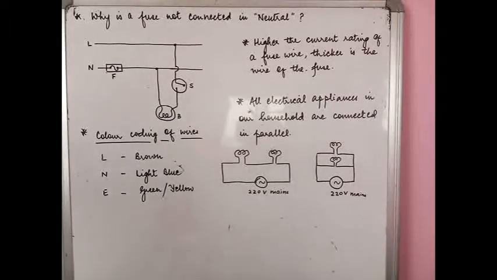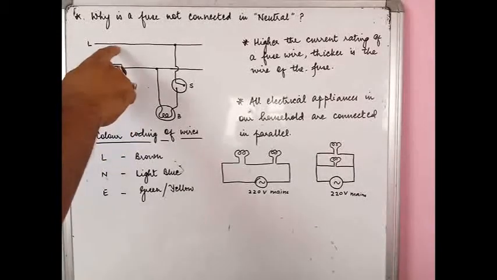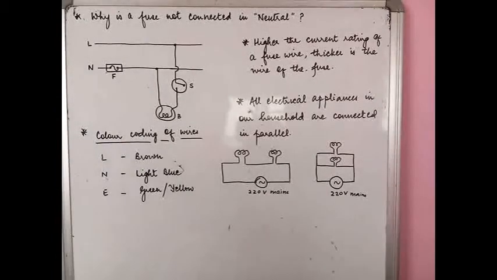Continuing with that, the first question is: why is a fuse not connected in neutral? If you remember, in the last lecture's discussion of live, neutral and earth wires, we had shown that the fuses are always there in the live wire. So the question generally arises, why should a fuse always be connected in the live wire and why not in the neutral?